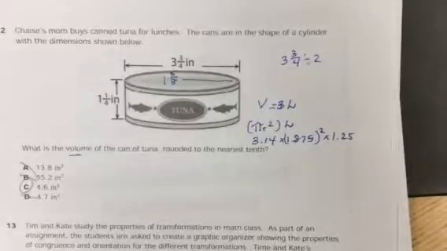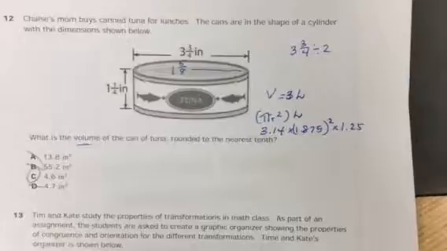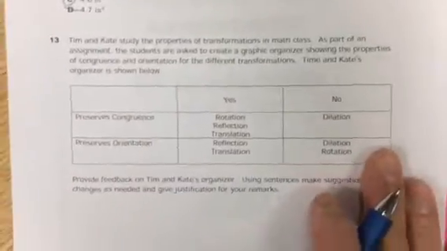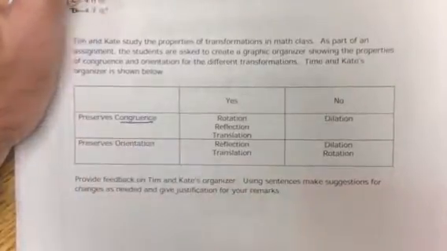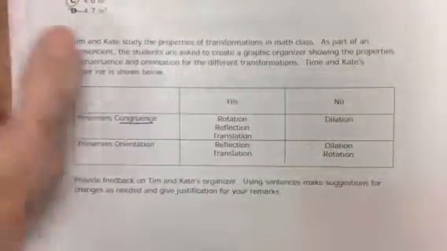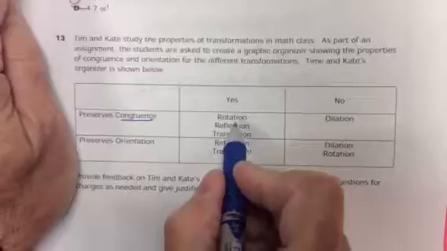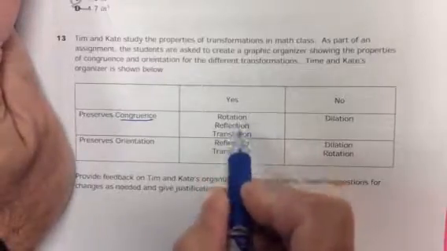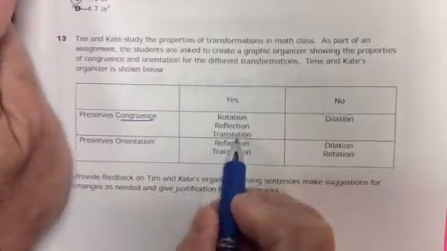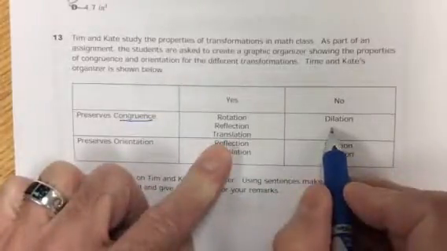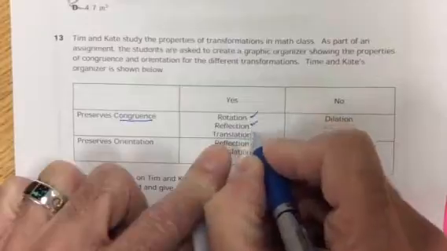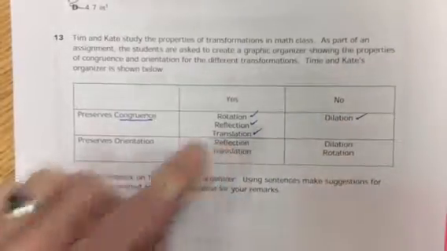The last one was open-ended. I think Jacob was on the right track. I didn't see anybody else that was on the right track. So, preserves congruence. Well, the 3 that preserve congruence are rotation, because you turn it and it stays the same, reflection stays the same, and translation stays the same. Dilation does not preserve congruence. So that's right, that's right, that's right, and that's right.